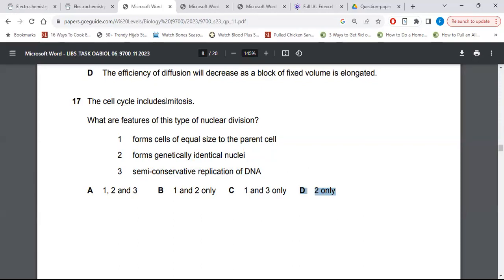This is why we will always pay attention to the question. We will always highlight, and always see exactly what they're asking us and make sure our answers are according to that.